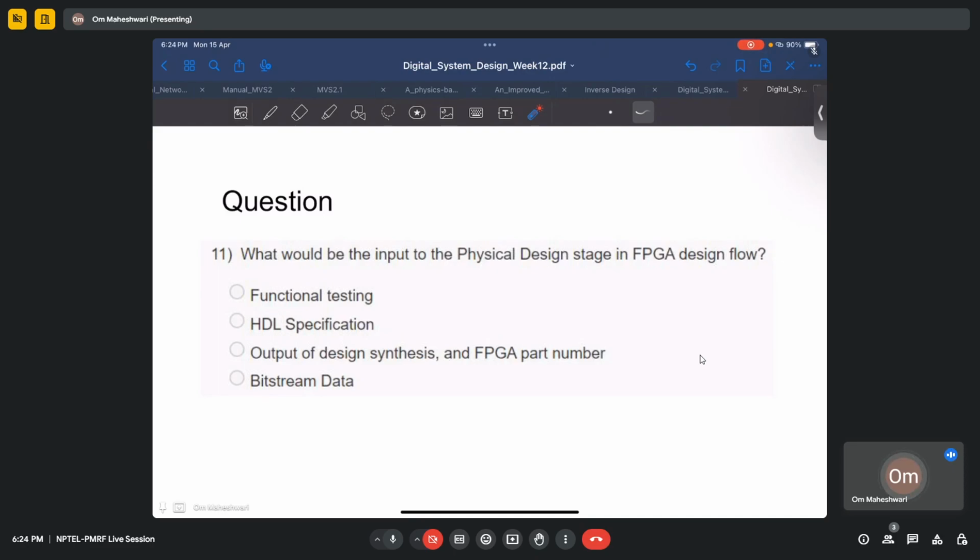Okay, so if you remember the whole flow, we start with our HDL specification, then we go to the design synthesis, and then the output of the design synthesis and the FPGA part number is sent to the physical design stage. So the answer is option C.